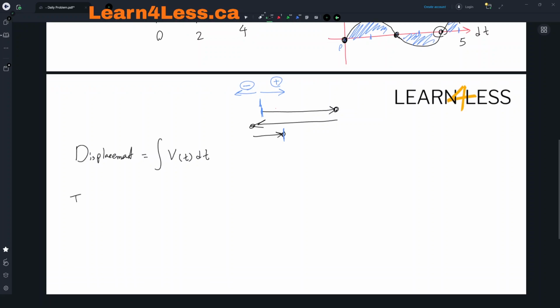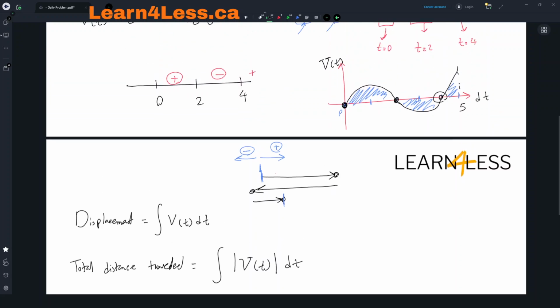The total distance traveled is basically the integral of the absolute value of v of t. But why absolute value? Because absolute value makes the function positive. So this part, which was already negative, absolute value would make it positive.